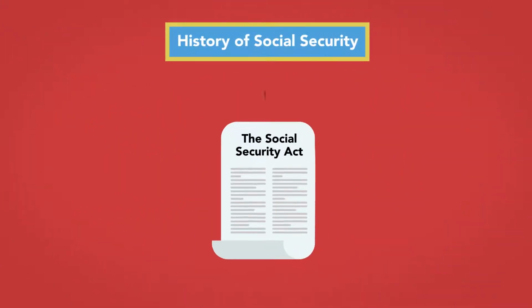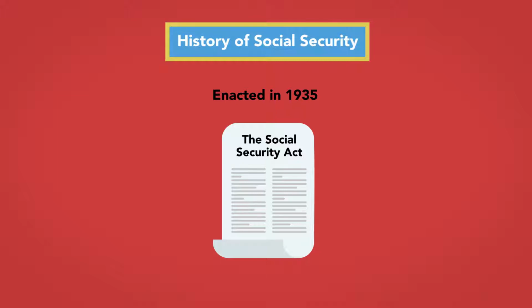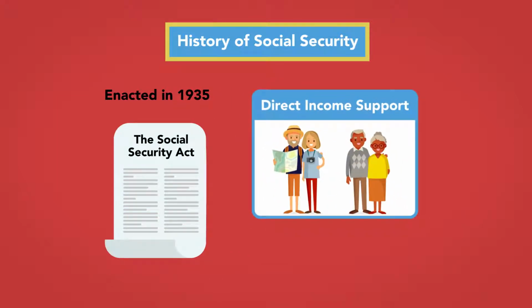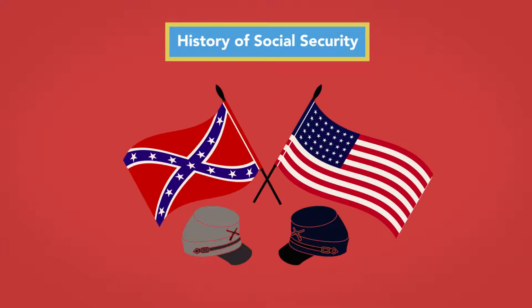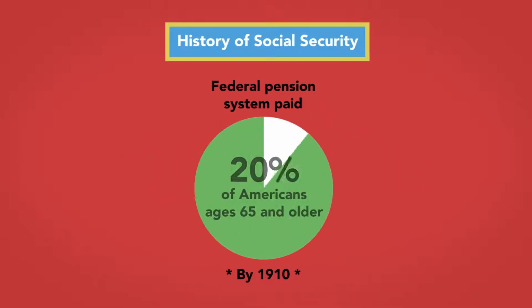When enacted in 1935, Social Security was hailed as a long overdue federal undertaking to guarantee direct income support for the nation's elderly, so that they could retire without living in poverty. It wasn't the first time that the federal government had provided retirement benefits to the elderly, as a program existed to provide pensions to elderly Civil War veterans. By 1910, this federal pension system had paid benefits for up to 20% of Americans ages 65 and older.